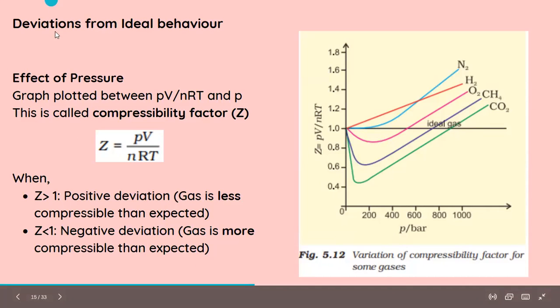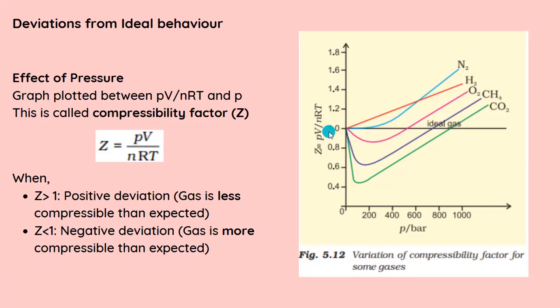Here we have two kinds of deviations. First we are plotting the graph between Z and P, where Z is the compressibility factor and it is equal to PV by nRT. For an ideal gas, Z equals 1. That's how you get a straight line. So you have two kinds of deviations that we observe. First of all, Z is greater than 1. It's a positive deviation. In this case, the gas is going to be less compressible than we expect it to be. On the other hand, the negative deviation is when Z is less than 1.